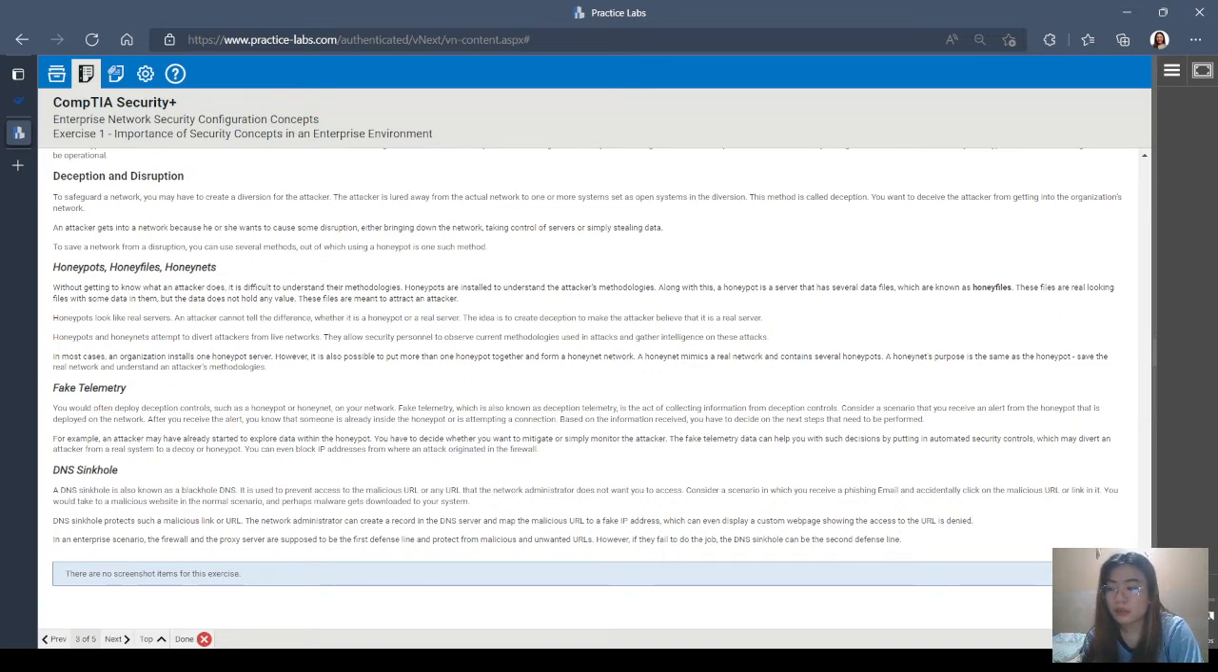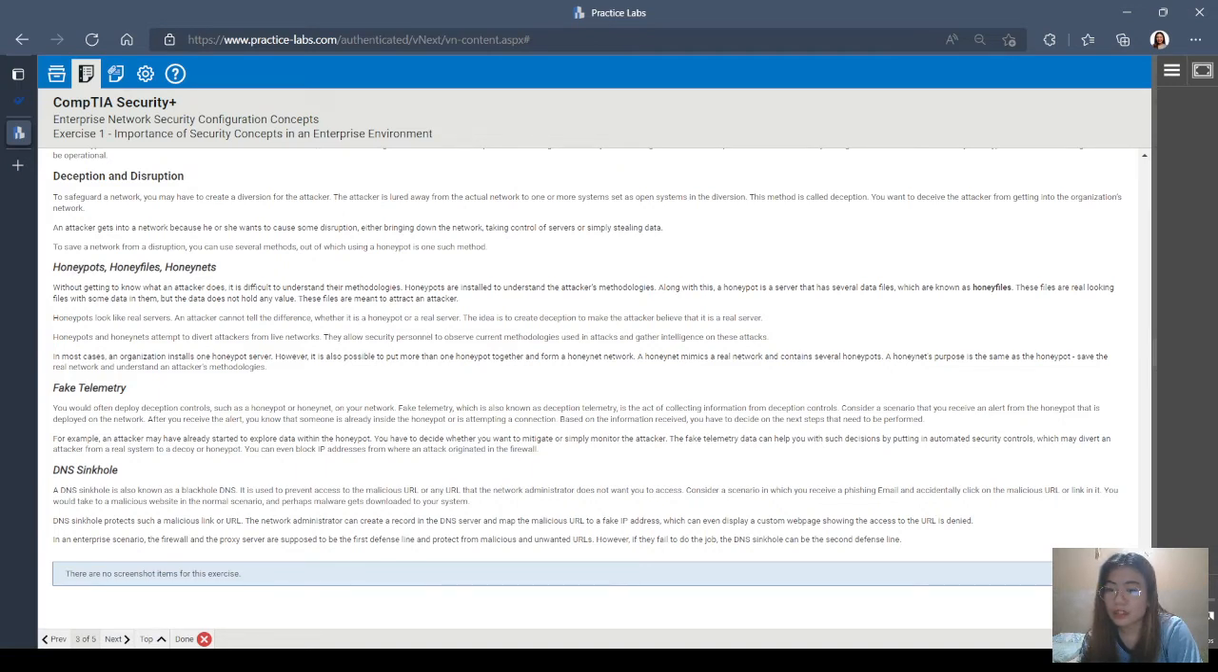Then a sinkhole is also known as black hole DNS. It is used to prevent access to the malicious URL or any URL that the network administrator does not want you to access. Consider a scenario in which you receive a phishing email and accidentally click on the malicious URL or link in it. You would be taken to a malicious website in a normal scenario and perhaps malware gets downloaded to your system. A DNS sinkhole protects against such a malicious link or URL.